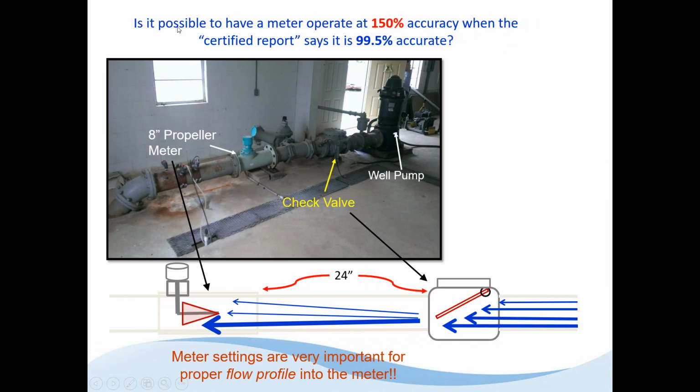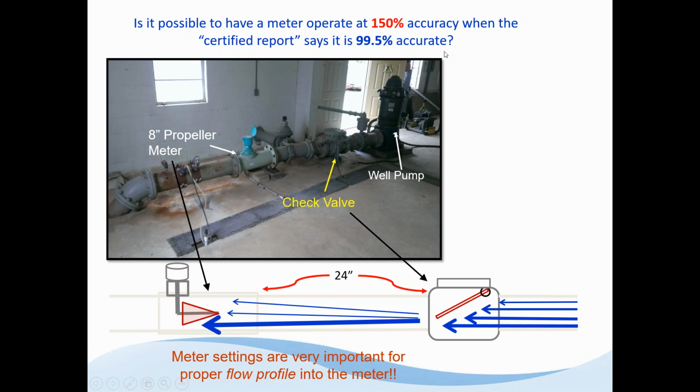An example: is it possible to have a meter operating at 150% accuracy when the certified report says it's 99.5% accurate? Well, if you've got everything jammed together and you create this type of flow, and you've got a distance between your meter and your check valve of 24 inches, that meter's going to overspeed because you're going to create a jetting action on the bottom of that water meter. And this is one of the things that has a huge effect that we find in systems.